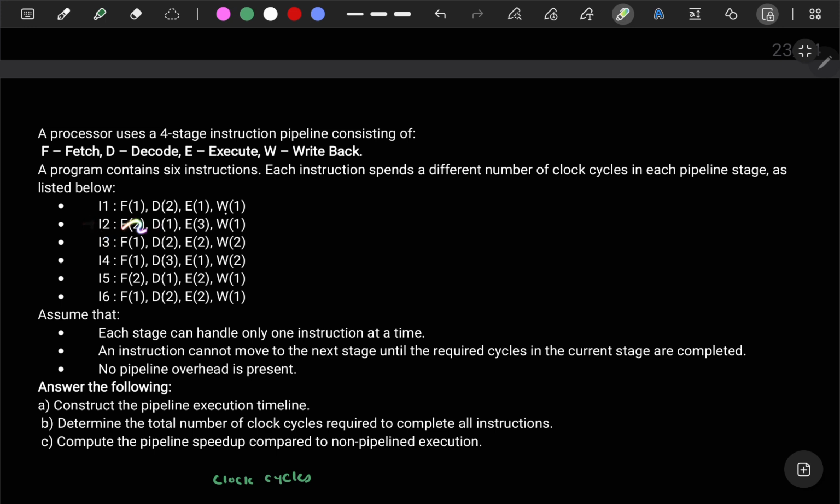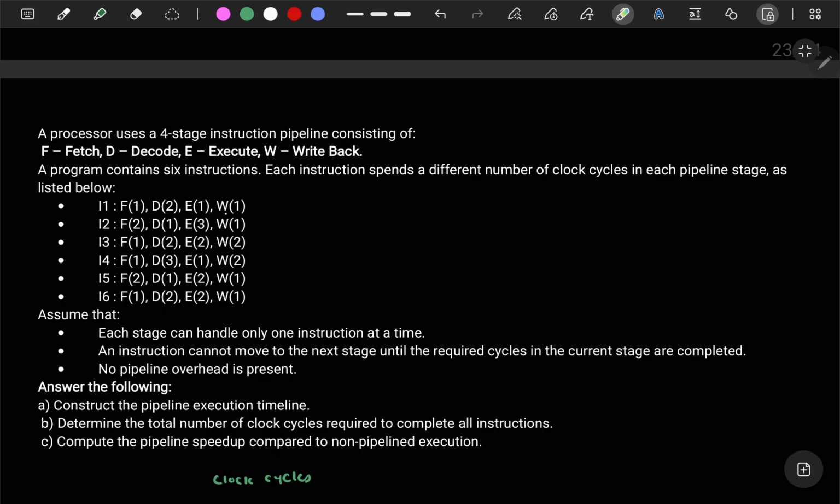Similarly, instruction 2 at fetch stage takes 2 clock cycles, while decoding it takes 1 clock cycle, while executing it takes 3 clock cycles, and write back it takes 1 clock cycle. Similarly all this data is represented. I3 is also the same: for fetching 1, for decoding 2, for executing 2, for write back 2. Hope you understood what I mean.